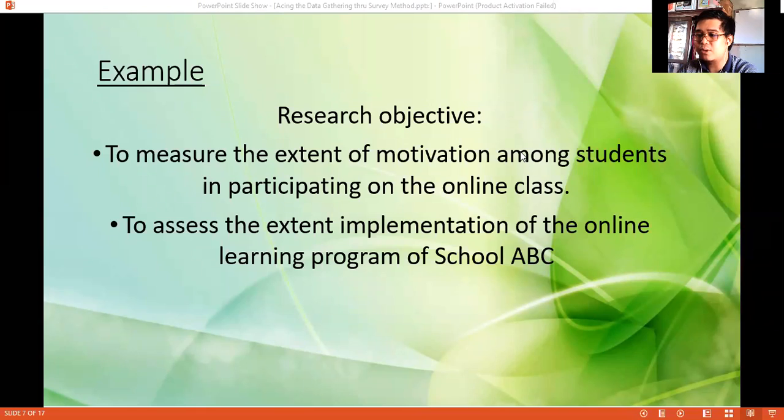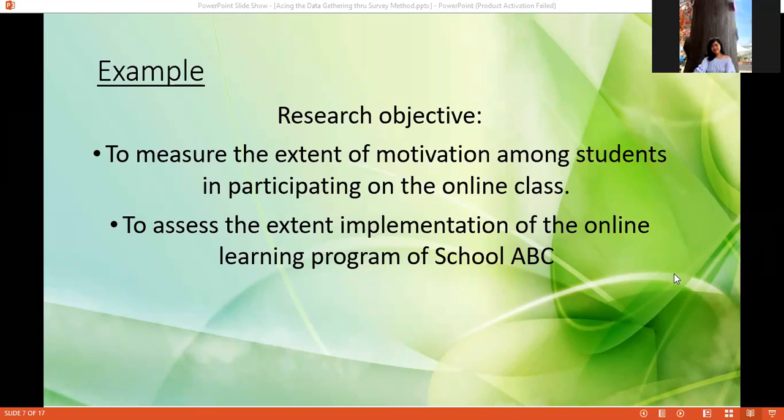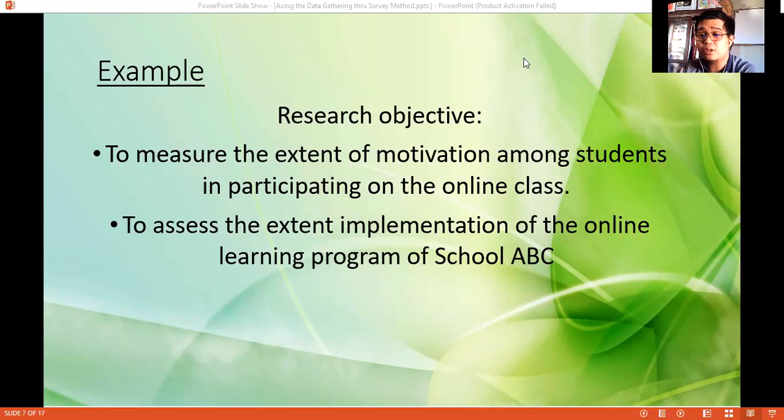Can we have Miss Torio? Miss Torio, what shall we measure in number 2? Sir, the extent of implementation of the online learning program. Okay, correct. So, the extent of implementation of the online learning program. So, yun ang ating measure.